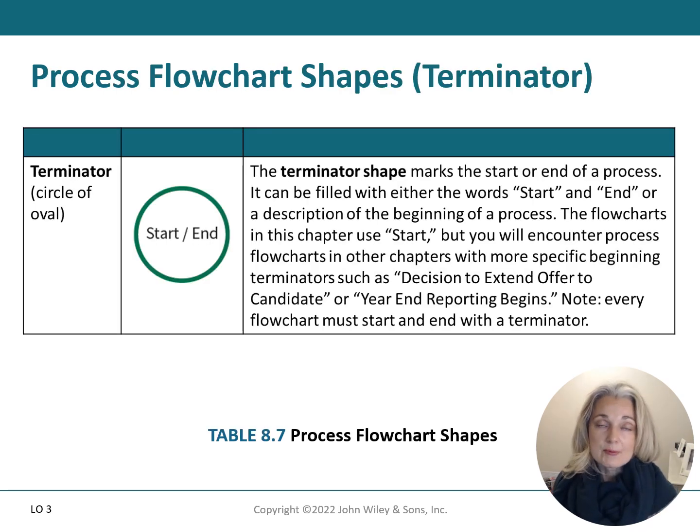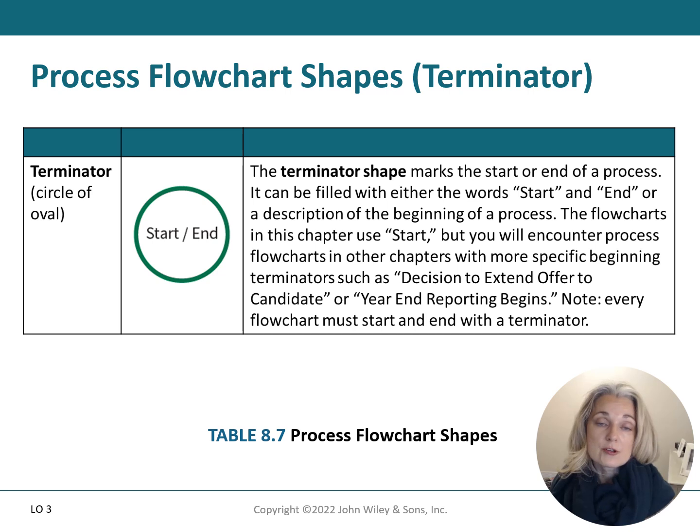As I mentioned when we reviewed that flowchart, you always have a circle that is the start or an end of a process, and this terminator shape marks the start or end of processes. It can be filled with either the words start and end or a description of the beginning of the process. So what occurs at the beginning of the process?